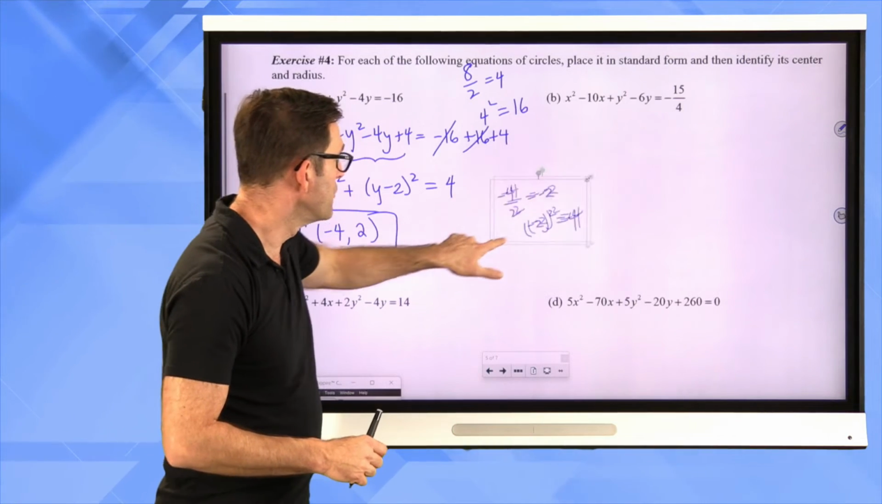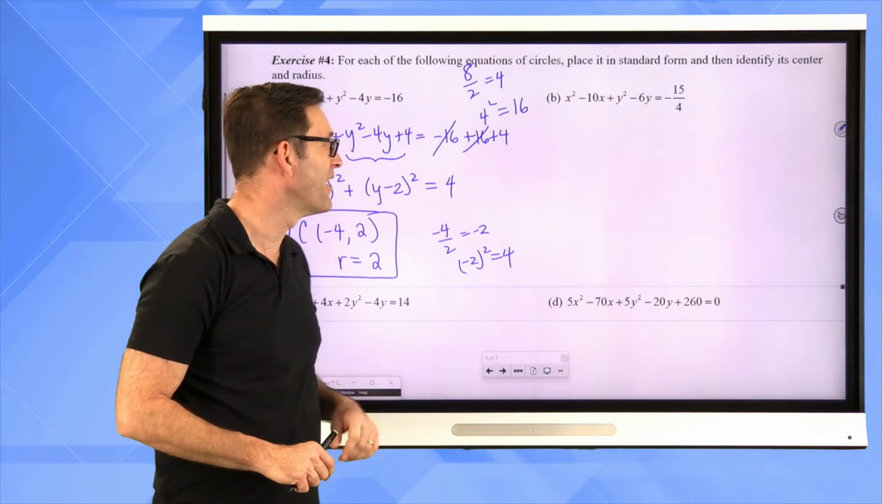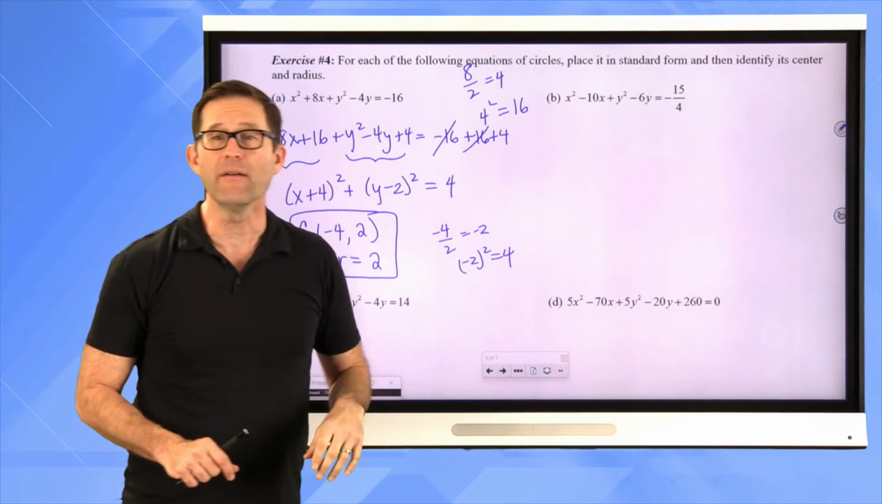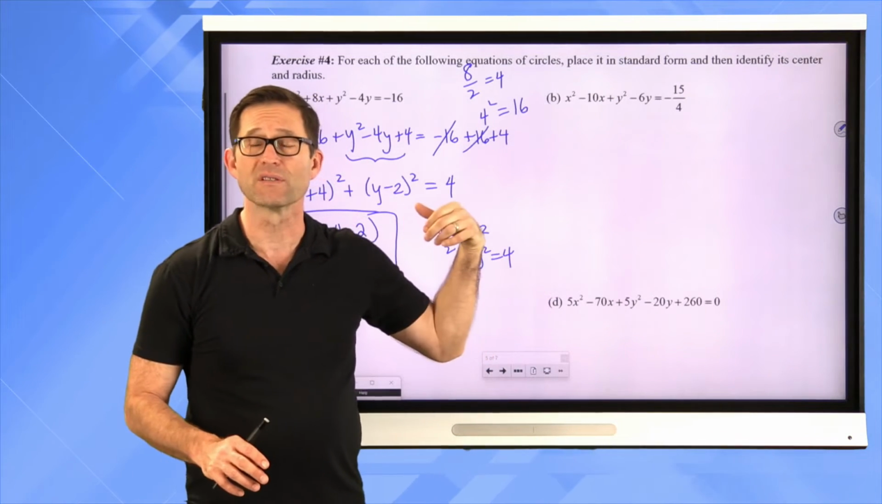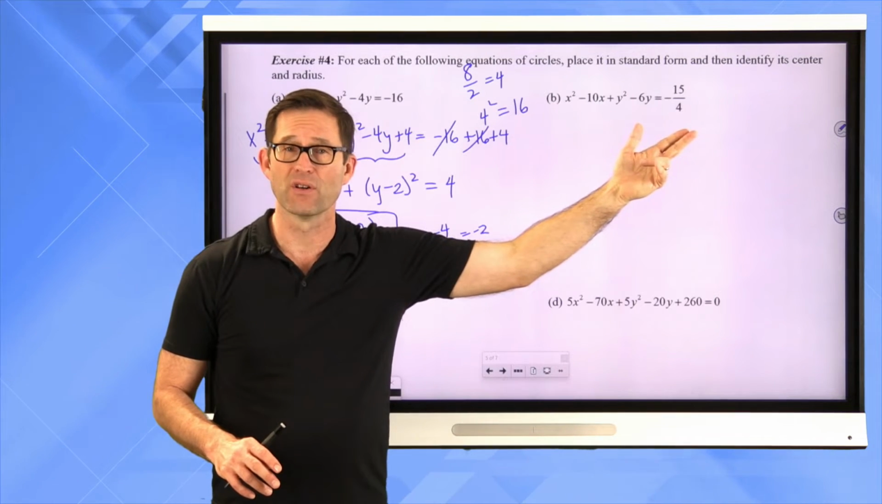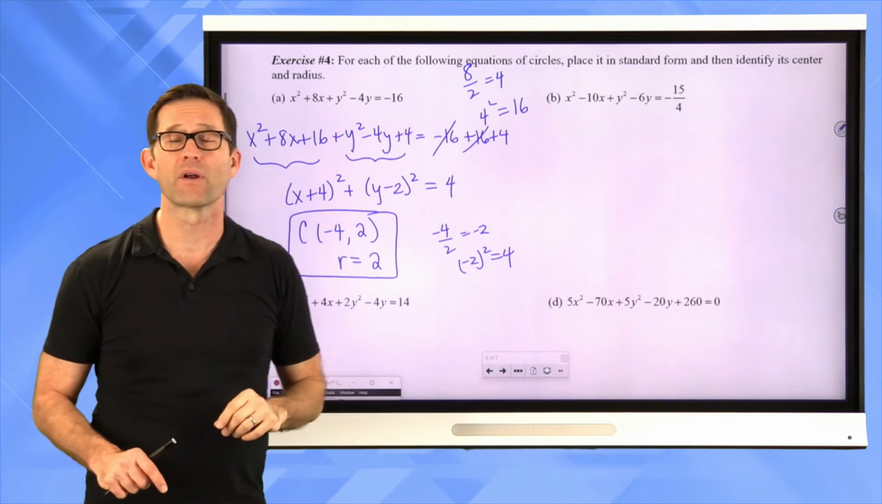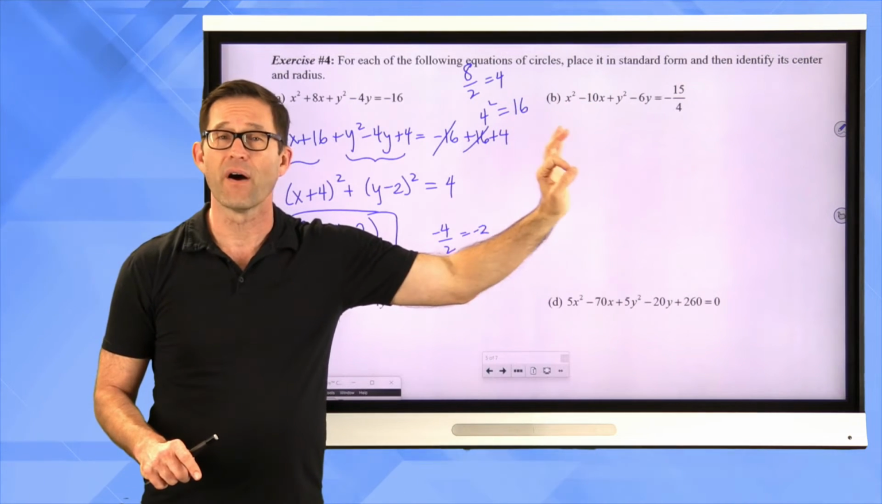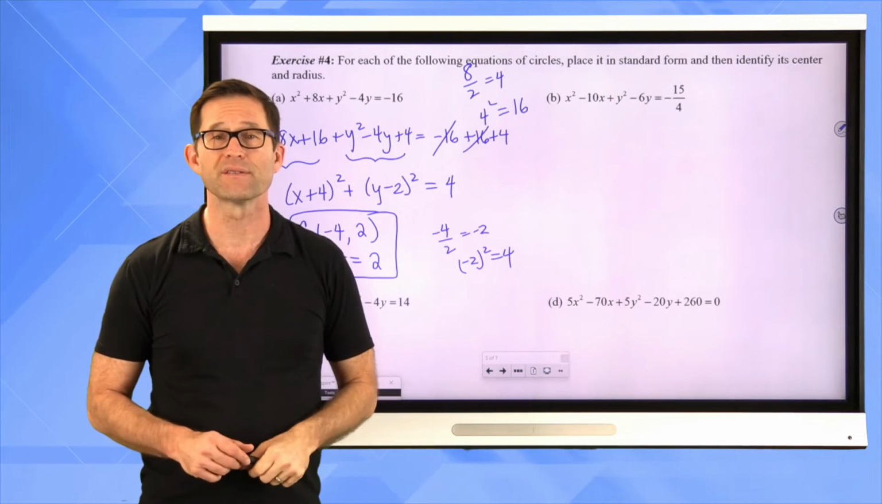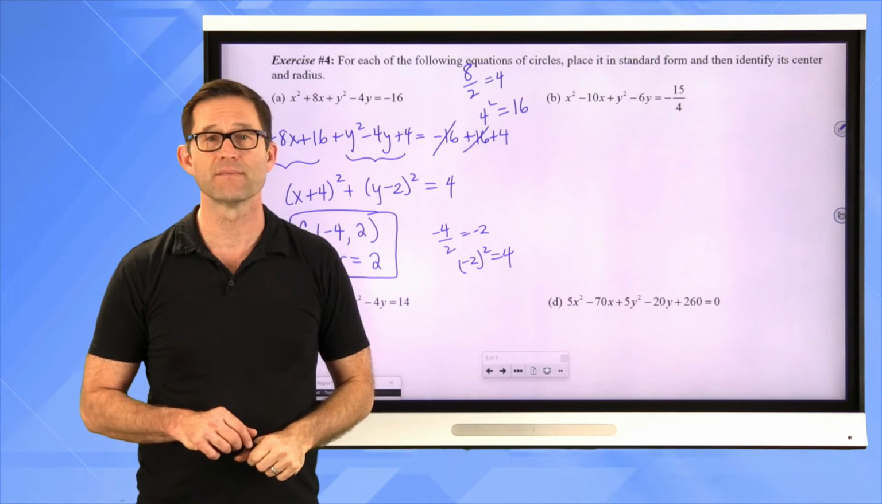Now, let me move this out of the way over there, okay? Now, when we look at letter B, right, the only thing that's even slightly different about letter B versus letter A is the fact that you have a fraction over here. See if you can overcome that difficulty, though, and see if you can work through this one, identifying both the center and the radius. Pause the video now and take a few minutes.